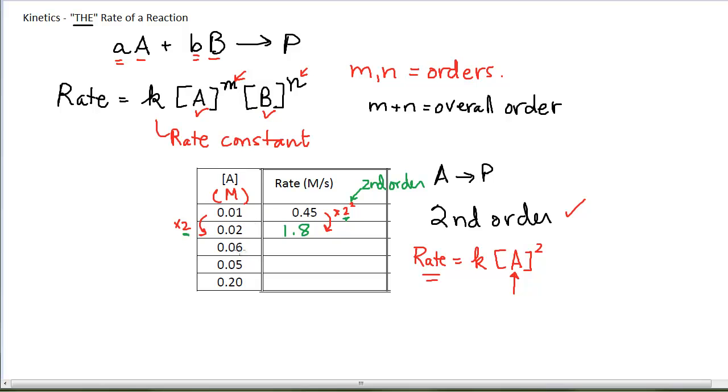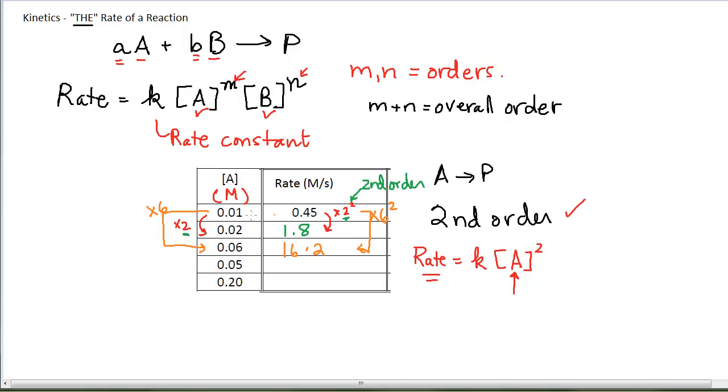Going in a similar fashion, if I change the concentration of A to 0.06, what I've done to the concentration of A is I've multiplied it by 6 from my starting trial. That means my rate will go up by 6 squared. The times 6 is because that's what happened to the concentration. The squared is because it's second order. So I should expect to see a rate of 16.2 molarity per second.